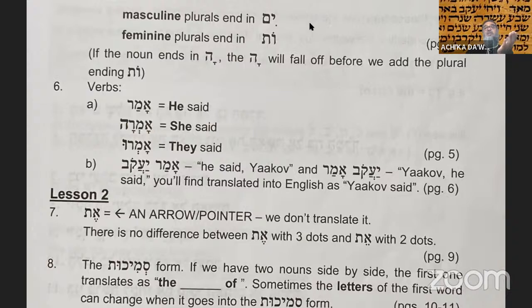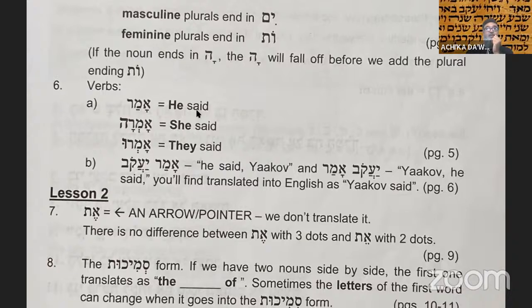So Amar Yaakov, he said. Yaakov Amar. Yaakov, he said. You translate in English, it just says Yaakov said. Okay. Easy. Lesson number 2 that we went over today was the eth, which is an arrow pointer.